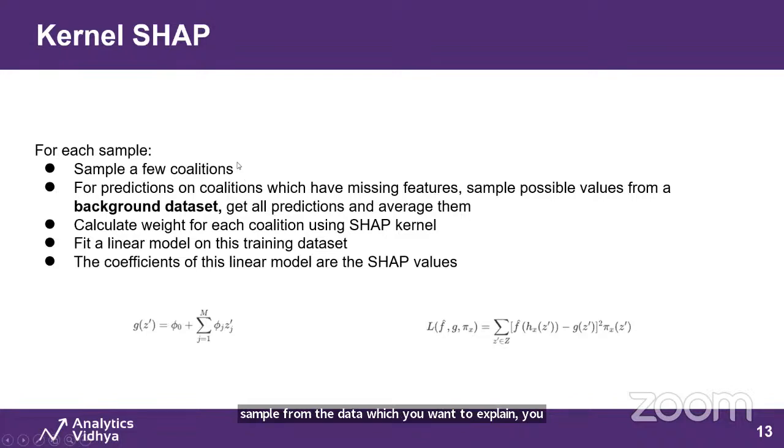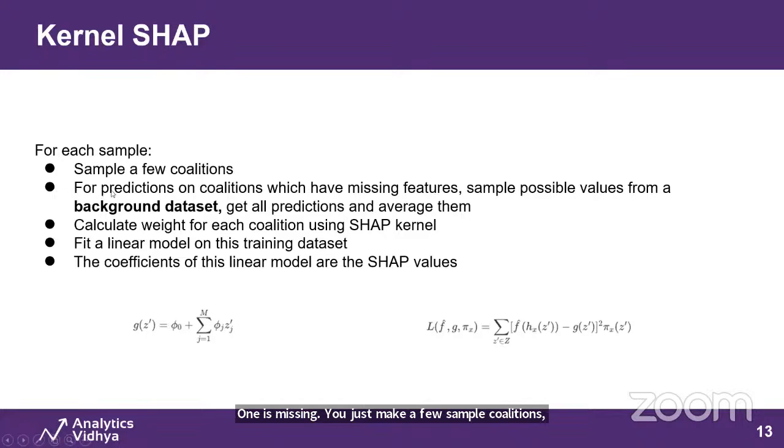Let's say I have a data set with 4 features and one prediction. You will take a few coalitions. You'll just say that 2 and 3 are missing, 3 and 4 are missing, 1 2 are missing, 1 is missing. You just make a few sample coalitions, sample a few of them, not all 2 power m.